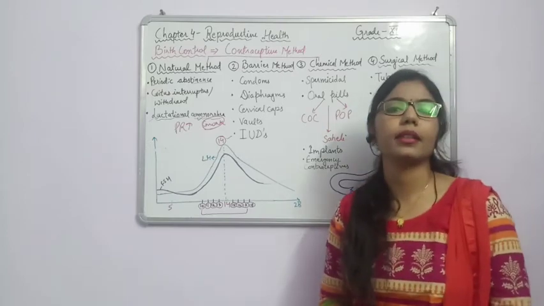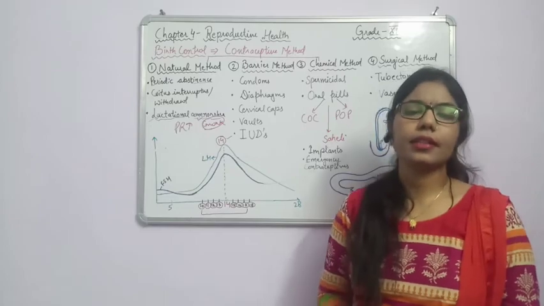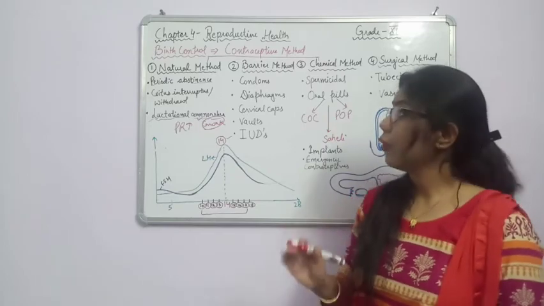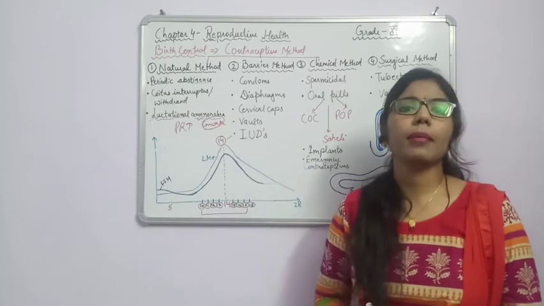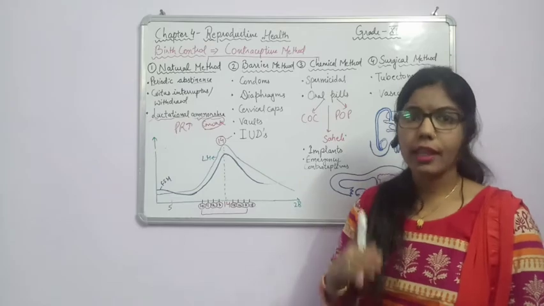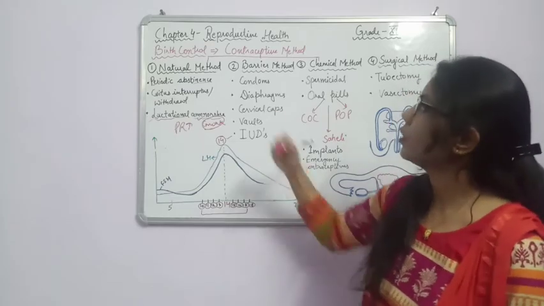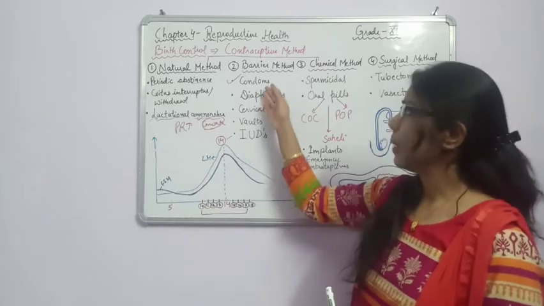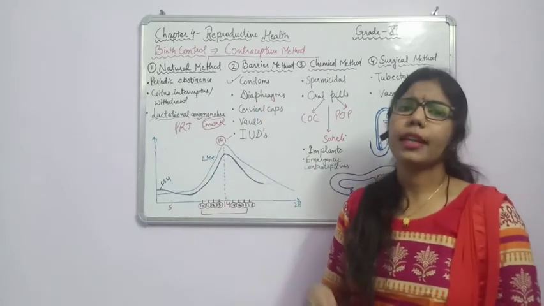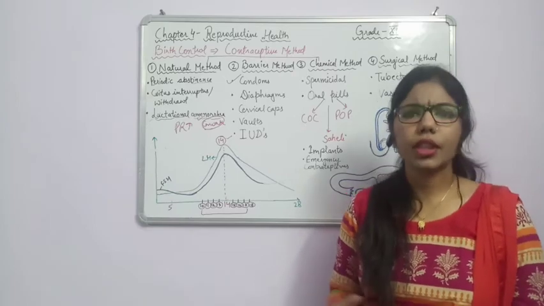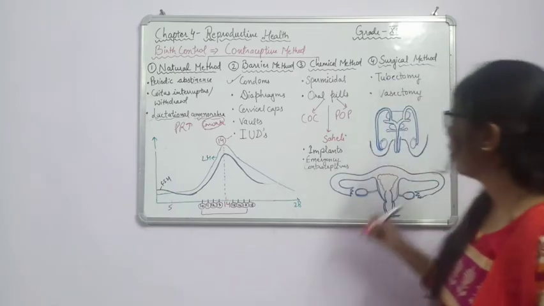In this barrier method, the name itself indicates we are providing some barrier to avoid what? The meeting of sperm and ovum physically. So what type of barrier can it be? There are different types of barriers. The first one, as I have mentioned here, is the condom method. We all know about these condoms. If we talk about condoms, they are made up of a latex sheath, and what they do is cover the penis.